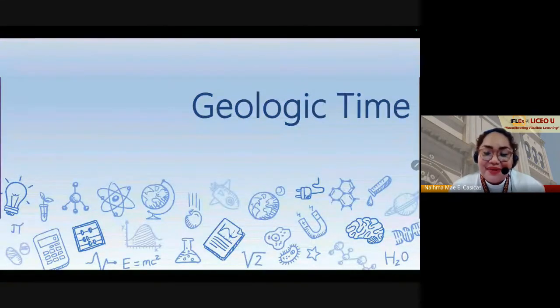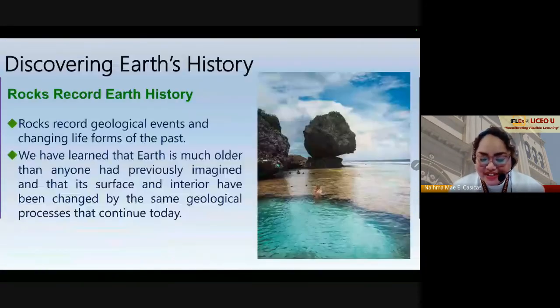Last week we talked about endogenic processes and what's the other one? Plate tectonics, where we learned that there are three kinds of boundaries. You have your convergent, divergent, and transform boundaries. And all of these boundaries have physical manifestations. These can actually be seen in the terrain of our planet. So that's it. Let us begin with geologic time.